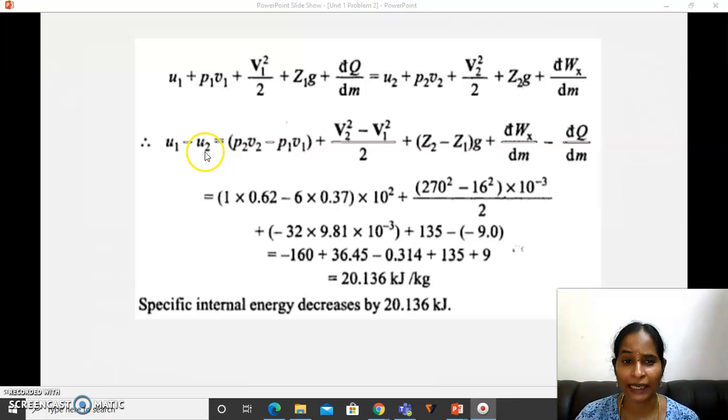20.136 kilojoules. If you had made the equation in terms of U2 minus U1, then you would have got the answer as minus 20.136. So directly you could have seen it, but here the internal energy difference has been found as U1 minus U2. It means the internal energy at the inlet of the fluid was greater than the internal energy at the outlet. So U1 minus U2 is equal to 20.136. So it is decreasing.